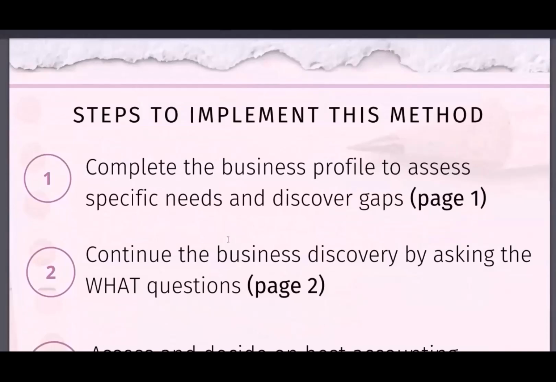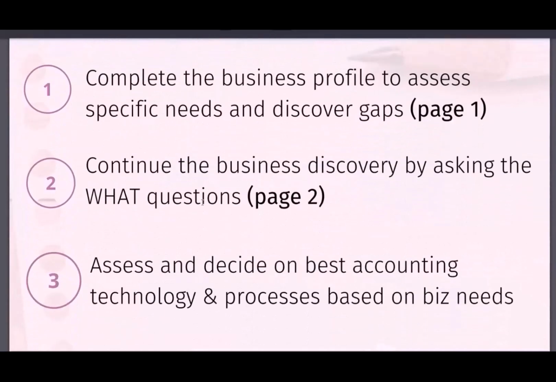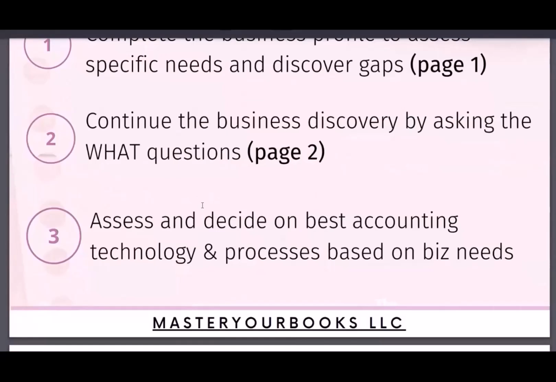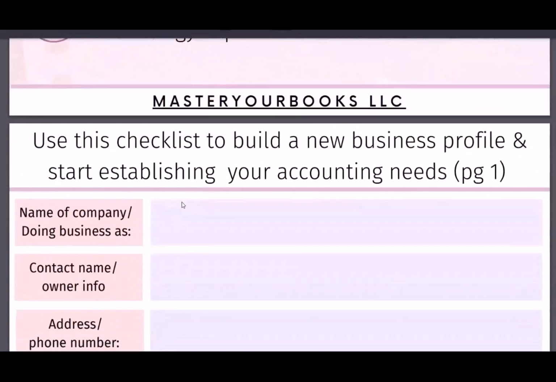The steps to use this quick workbook here is just complete the business profile to assess the specific needs and gaps for a business, and then move forward with the questions. Move forward with the questions to create some more discovery and exploration for the business. And then ultimately at the end, this is usually during the beginning of a business engagement or accounting engagement, it's time to assess and decide on the best technology and processes for that business.